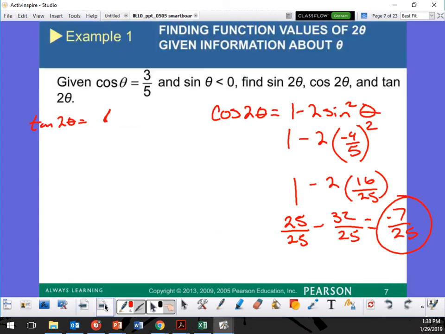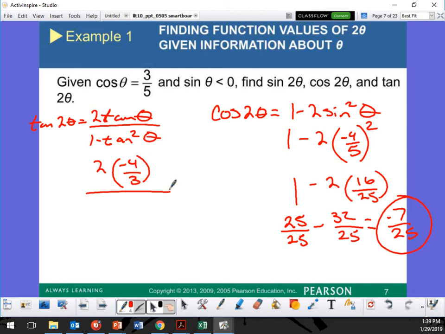Was it 2 tan? Yeah. Oh, this is super easy. Okay, so for my fraction, it's going to be 2 times tangent, what over what? Y over x. My y value is? My x value is? Over 1 minus that squared, right? Yeah. Do the math.